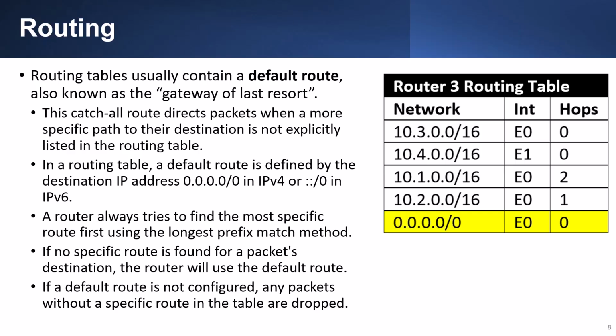A router always tries to find the most specific route first using the longest prefix match method. If no specific route is found for a packet destination, the router will use the default route. If a default route is not configured, any packets without a specific route in the table are dropped.